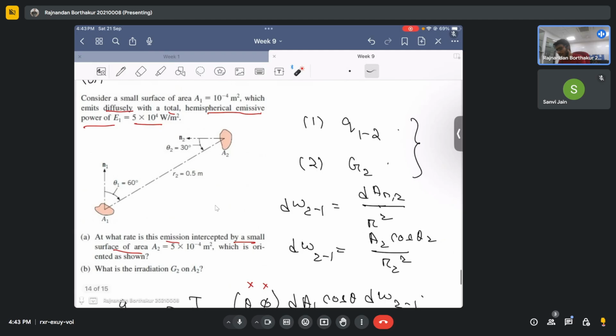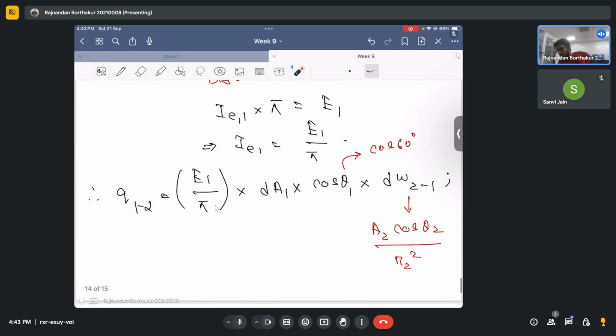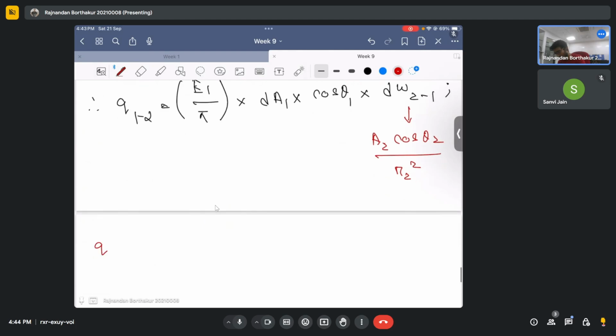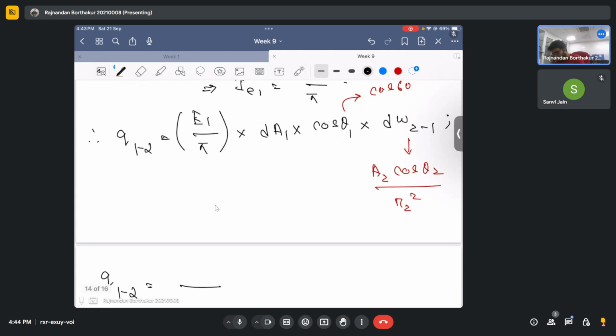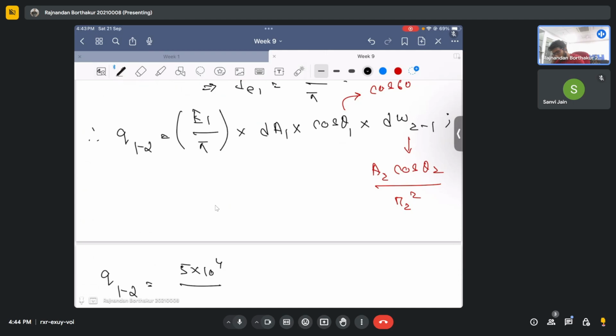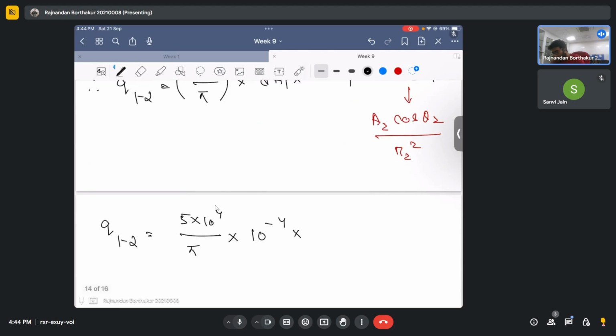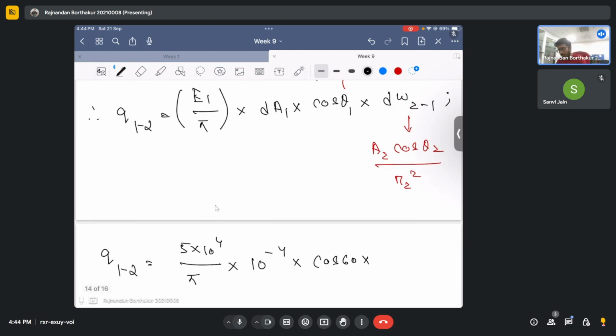Yes, E1 is also given. Luckily, this total hemispherical emissive power is given to be 5 into 10 to the power 4. So everything is given to us, and we just need to substitute the values. So let's do this. Your Q12 is equal to your E1, which is 5 into 10 to the power 4, divided by pi, times your A1, which is given to be 10 to the power minus 4, times cos theta 1, which would become cos of 60, times your d omega 2 1, which is a solid angle.